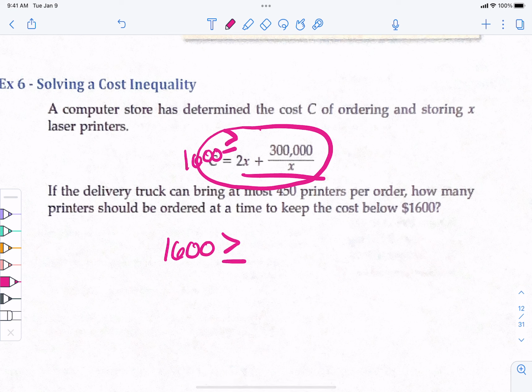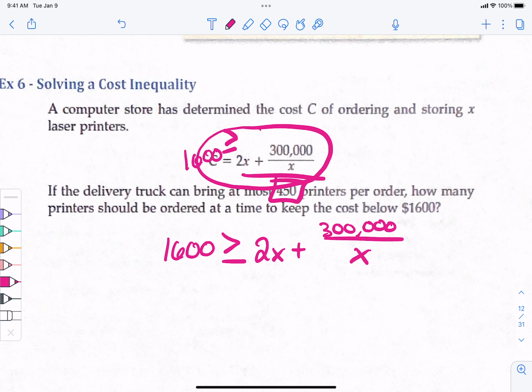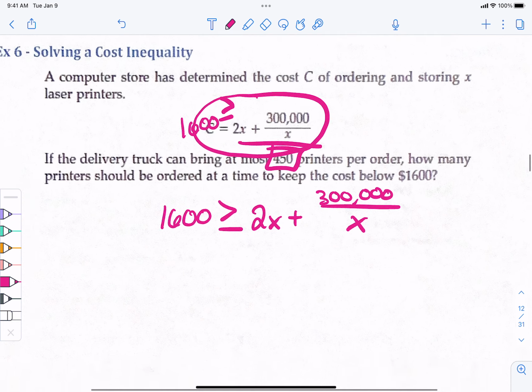1,600 is greater than or equal to 2x plus 300,000 over x. There he is. Okay? Good? Maybe? Don't worry about the 450; we'll keep him in the back of your mind. 450 is the most printers that I can fit on a truck. All right. There we go.